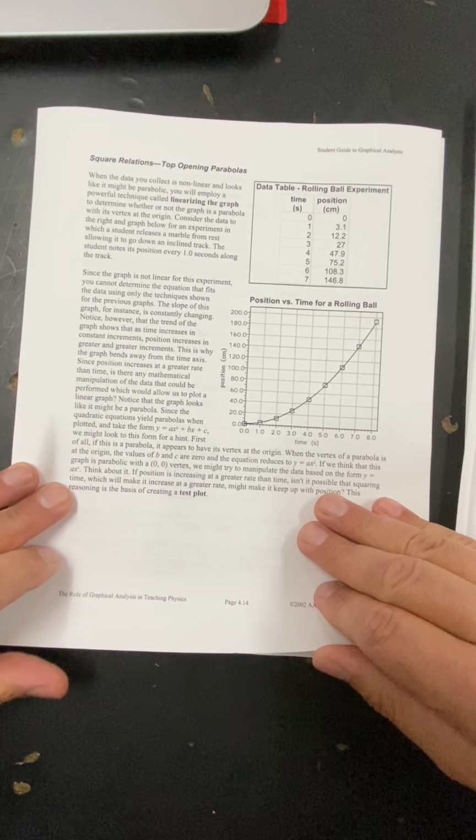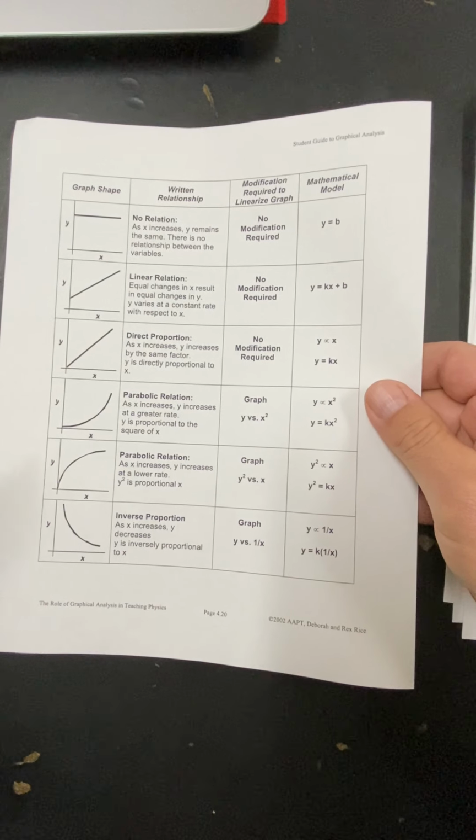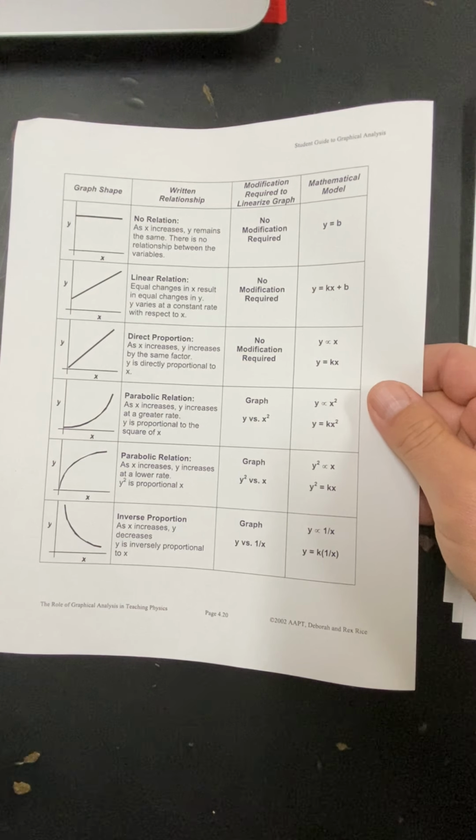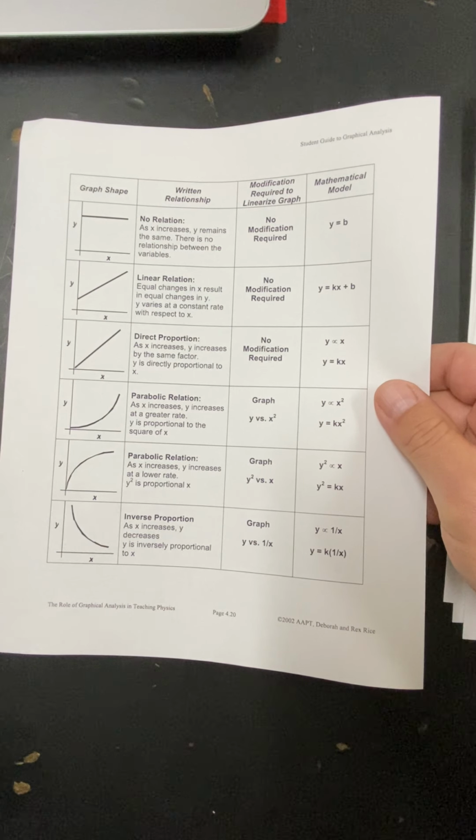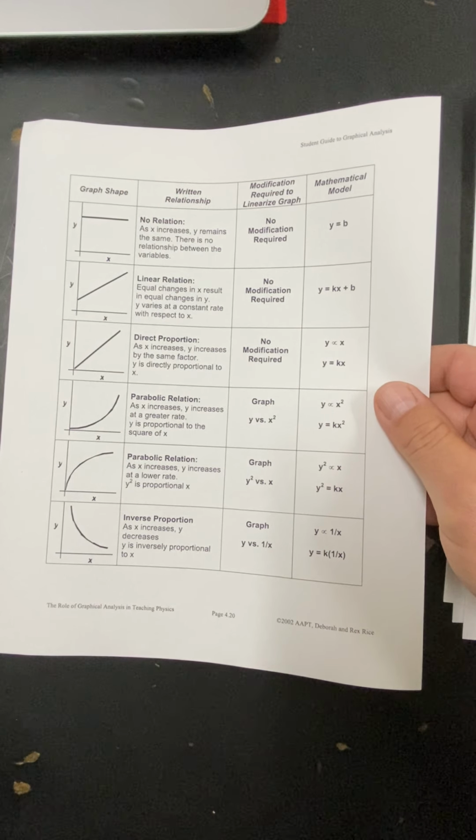Square relations. So what if you get a graph and it is not linear? There are three types of nonlinear graphs. These are both square relations. And this last guy is different.